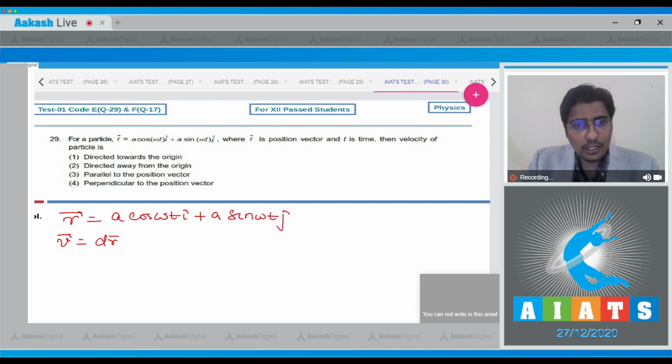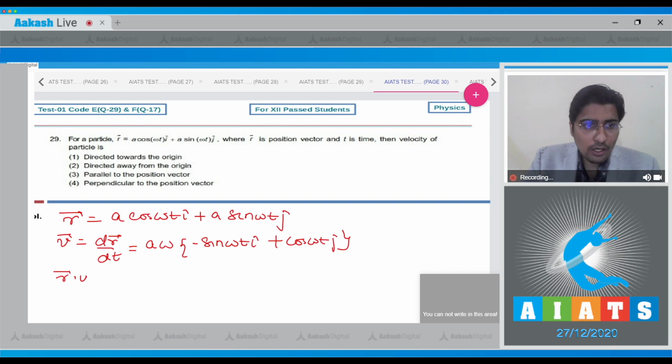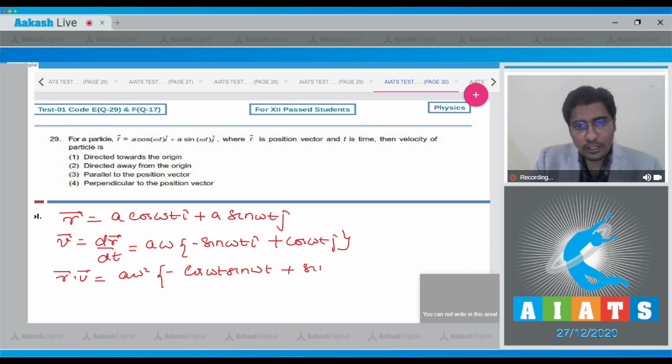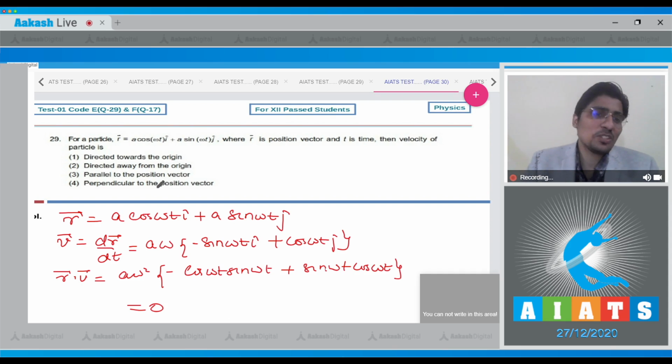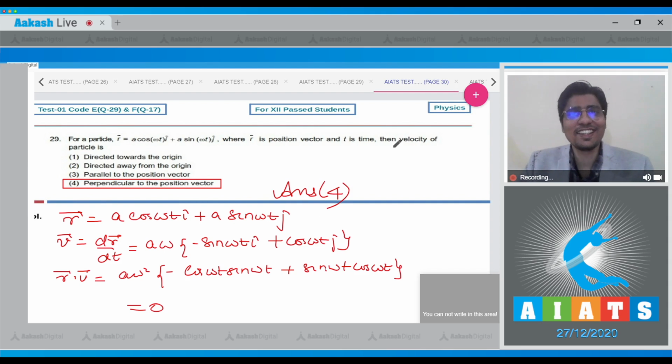Dear student, velocity can be written as the differentiation of position, and that will be equal to a omega multiplied by minus sin omega t i cap plus cos omega t j cap. Herein the value of r dot v will be equal to a omega square into minus cos omega t sin omega t plus sin omega t cos omega t, and this will be, dear student, equal to 0. This means that the velocity and position are perpendicular to each other, and hence we can clearly write that option number 4 for this question is the correct answer.